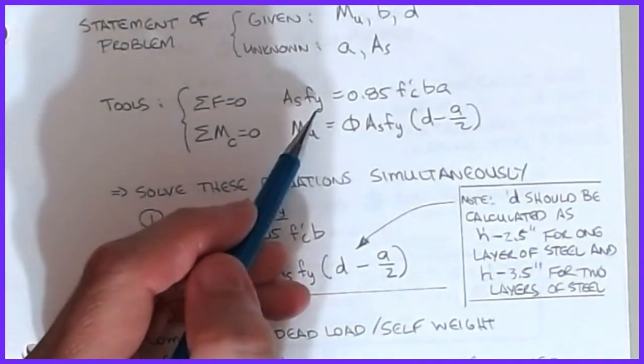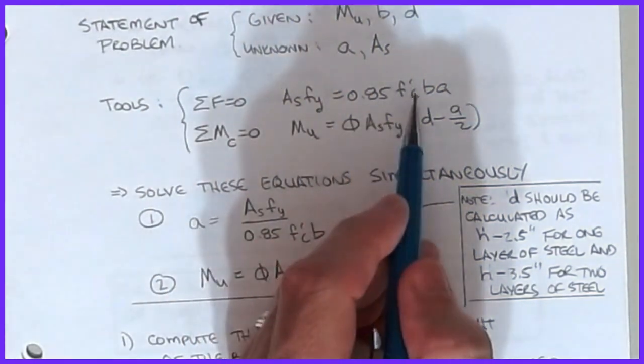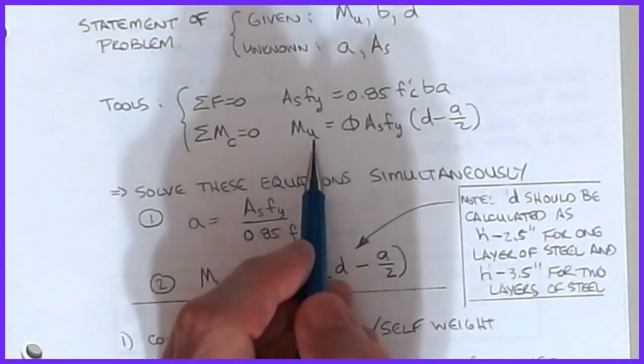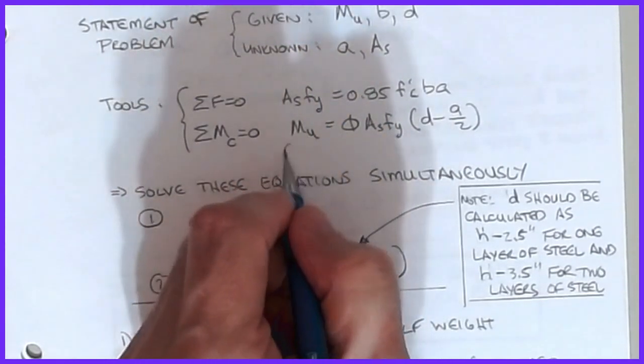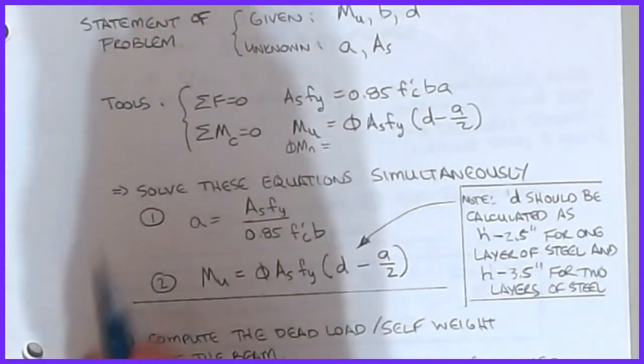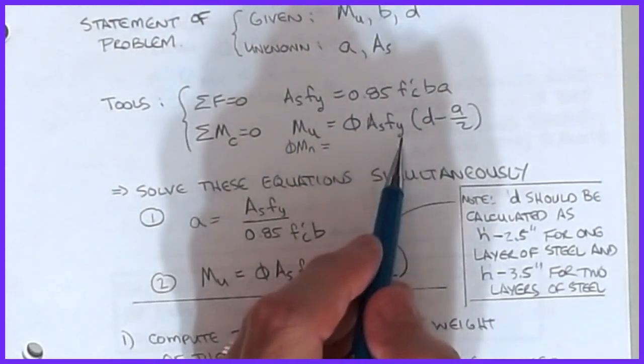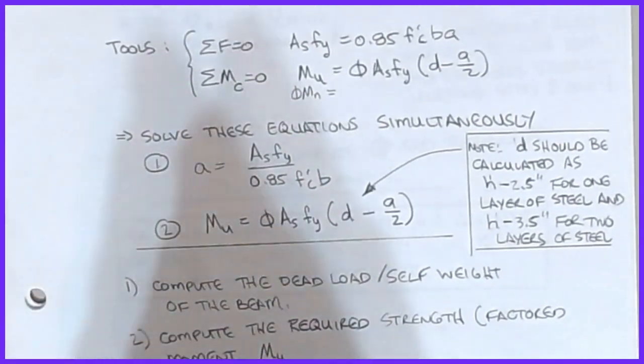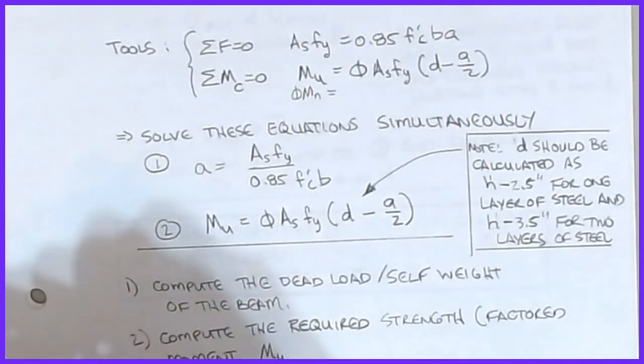So this one, AsFy, is equal to 0.85 f'c b a. And then the moment, Mu, which is basically we're setting equal to phi Mn, is going to be equal to phi times AsFy times (d minus a over 2). What we can do is solve these equations simultaneously.